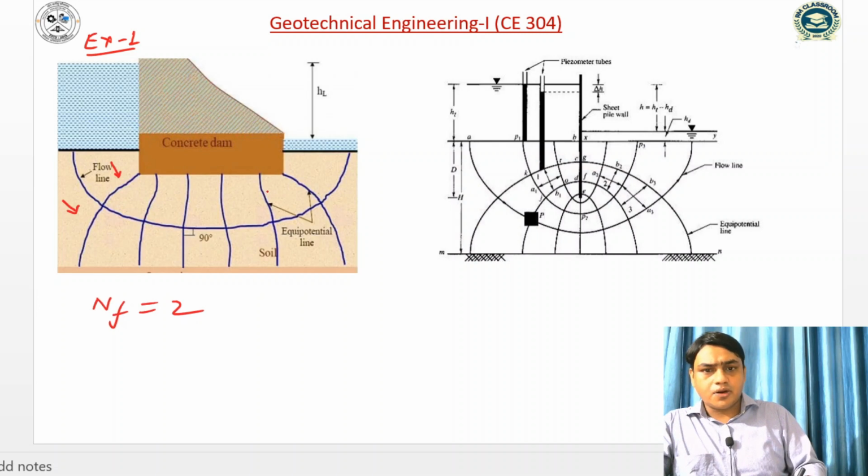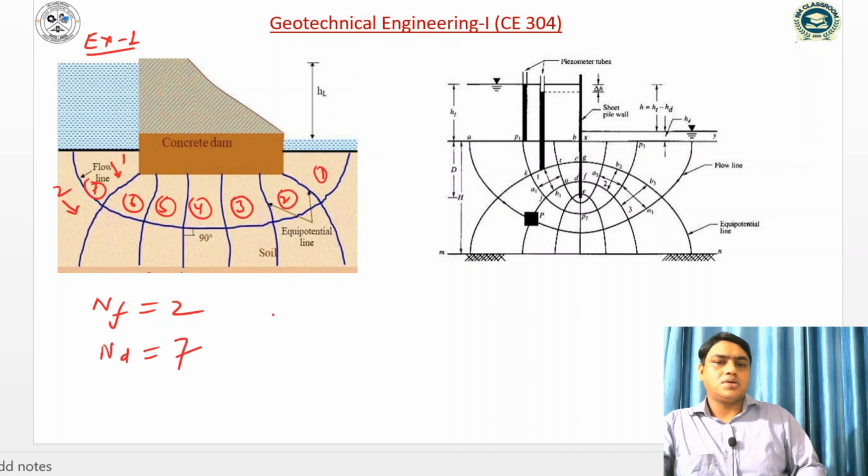Similarly, the number of equipotential drops. This is first, second, third, fourth, 5, 6, 7. If I write about the number of equipotential lines, this is 1 and 2. Similarly, the potential drops are 1, 2, 3, 4, 5, 6, and 7. So ND is equal to 7.